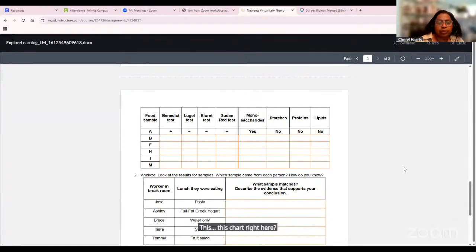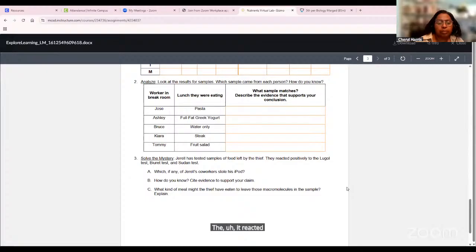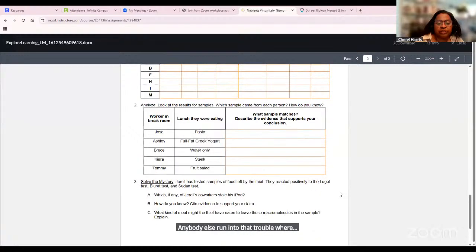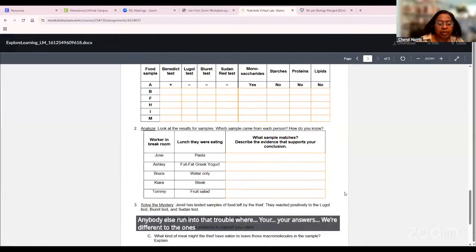I completed the top chart, but for question three, it reacted positively to the Lugol test, the Biuret test, and the Sudan test. None of them are right. The closest I got was the Sudan test and the Lugol test. Okay, so you get everything except solve the mystery. Yeah, everything except for the last two. Okay, submit it. Don't worry about it. Submit it anyway. Anybody else run into that trouble where your answers were different to the ones they said were correct?